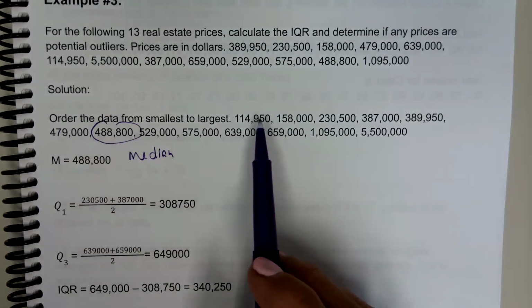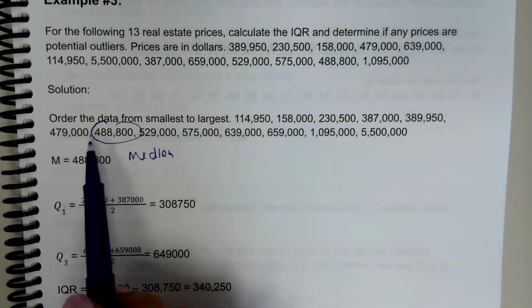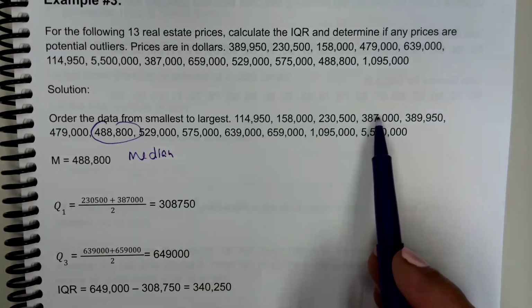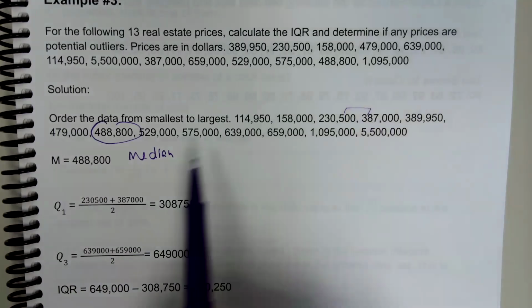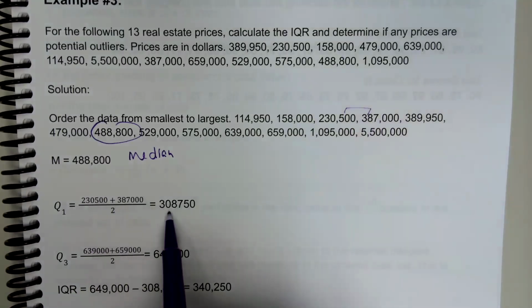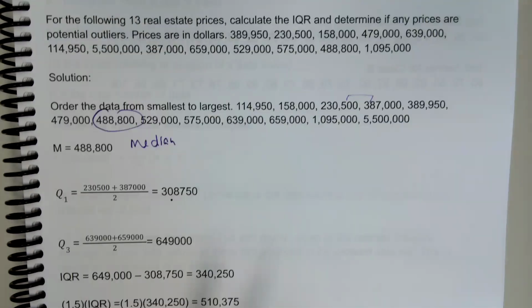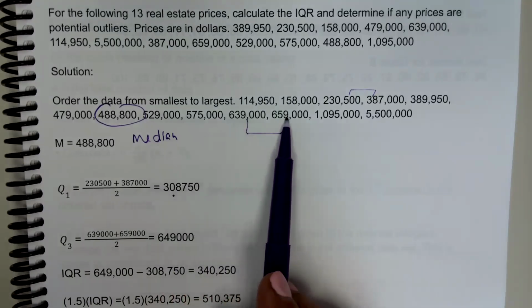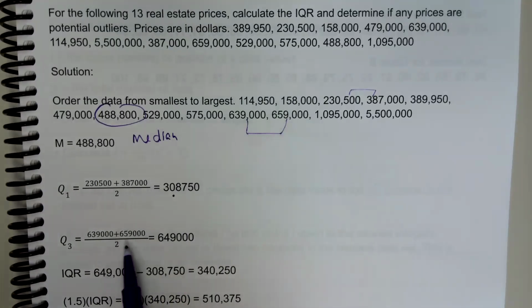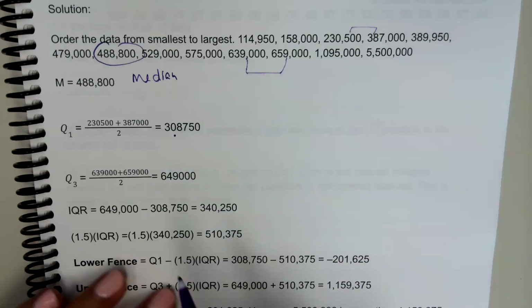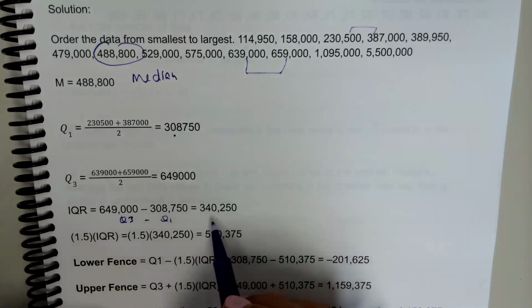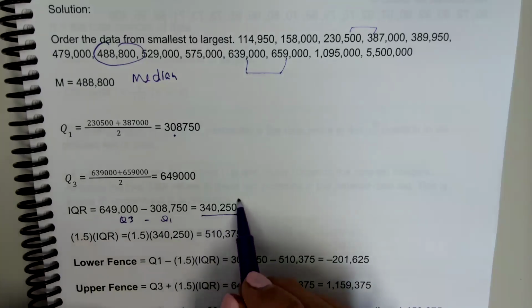So our Q1 is 1, 2, 3, 4, 5, 6 data points. So to find our Q1, we'd have to average the two in the middle. So we're going to average these two, and we get the Q1 here. And then the Q3 is going to be averaging these two in the middle up above the median, and we get 649,000. And then to find the IQR, we take the difference between the Q3 and the Q1, and we get 340,250.